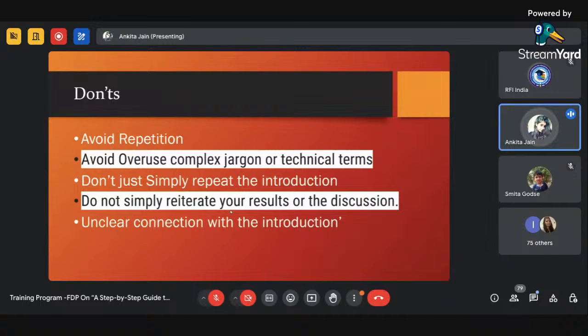As I have told you, the opening and closing statement should be matched. So it should not have an unclear connection, right? Your introduction and conclusion should be matched. In terms of what you were talking about in the introduction, you should give the conclusion to that only, right?